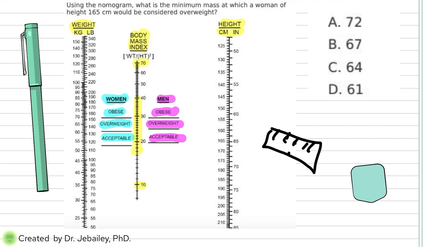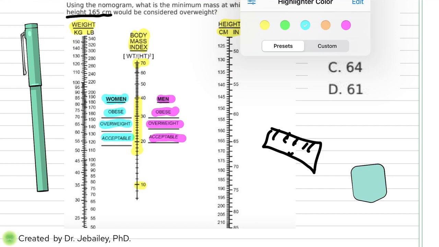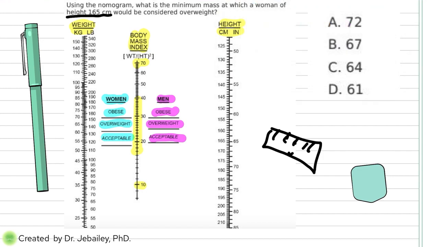So you're going to take this ruler. Now it says here the woman has a height of 165 centimeters. So I look at the height and look for 165, and I'm going to highlight. Let's use another color here. 165. Oh, it's right here. So that's her height.